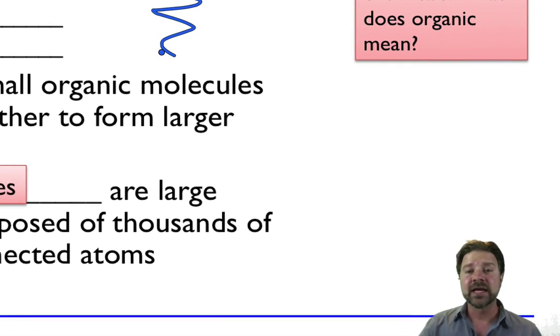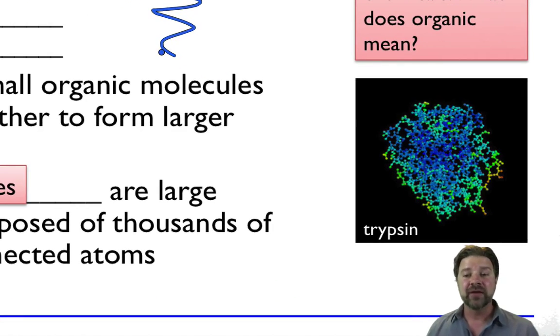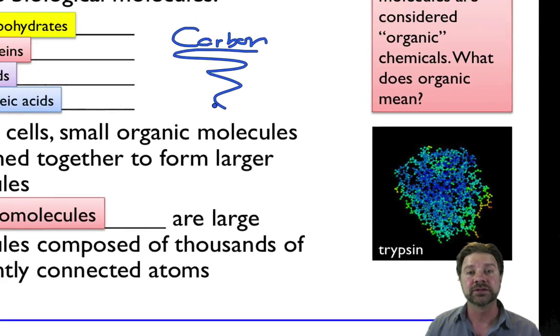Now, I'll give you an example of a macromolecule. Here we have trypsin, and as you can see, there are a lot of different parts in this little thing. I want you to think of every little bulge you see in that picture as a different amino acid in a big protein called trypsin.